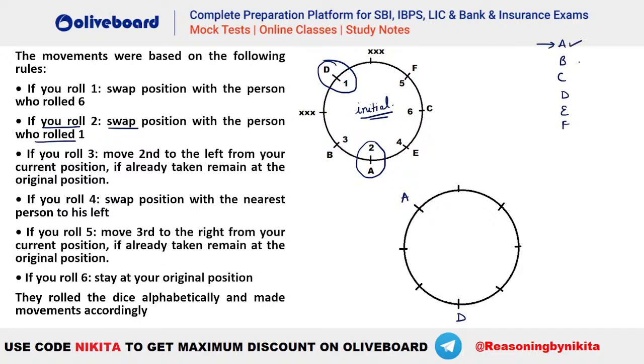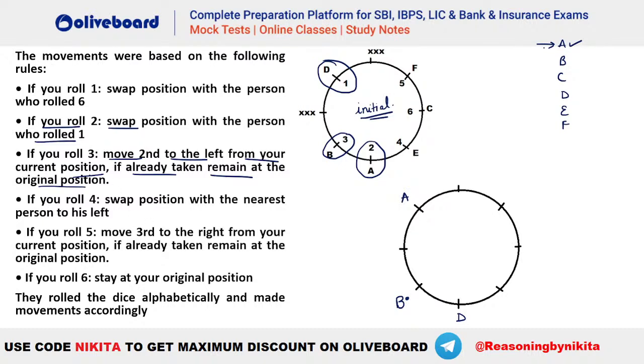Now after A, we have to take B. B is rolling 3. Now what is the rule with 3? Move second to the left from your current position. If it is already taken, remain at your original position. You can see B is at this position here. Now second towards his left is already taken by A here, isn't it? Second towards the left of B, we already have A. That means he cannot make the movement, so he will stay at his own position. So B stays here only. He will not move, because A is already there, second towards his left.